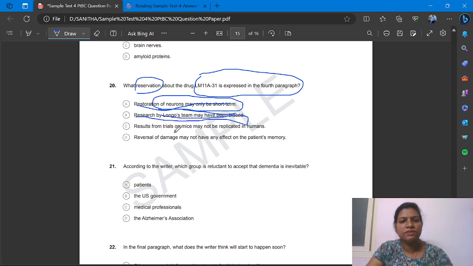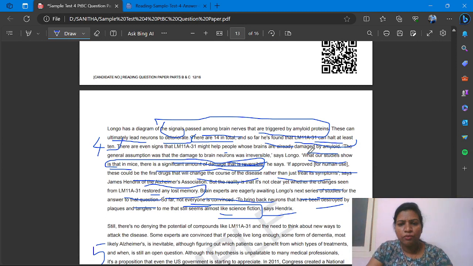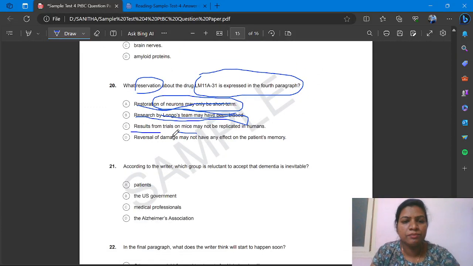Next, research from trials on mice may not be replicated in humans. Here we read somewhere: what our studies show is that in mice there is a significant amount of damage that is reversible. He says, if approved for human use, this could be the first drug that will change the course of the disease rather than just treat its symptoms. So is it said that research from trials on mice may not be replicated in humans? No, it is not said anything like that.